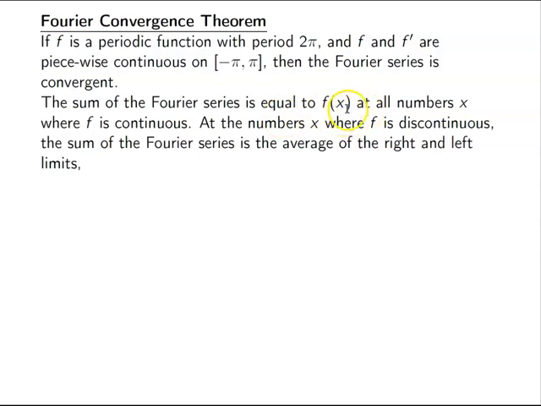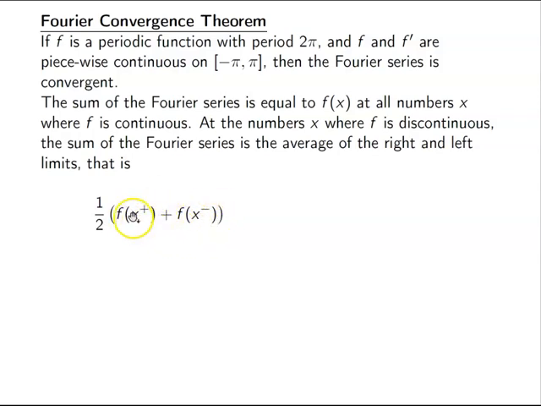Okay, so basically what it's saying is that for the convergence theorem, the sum of our series is equal to our function everywhere that our function is continuous, right? When our function is not continuous, it's the average value between those discontinuous values. Okay, so in math form, it's 1/2 times f of x plus plus f of x minus. What are these plus and minus?